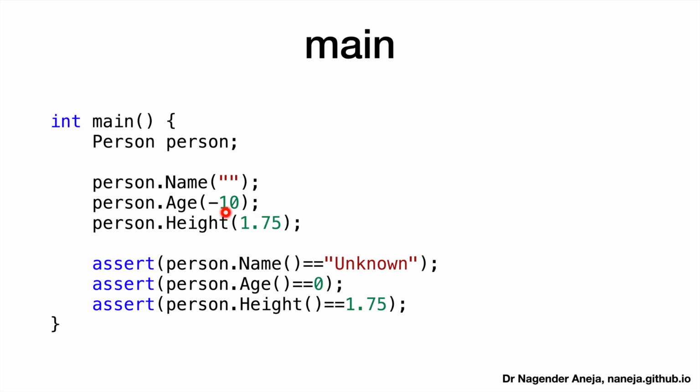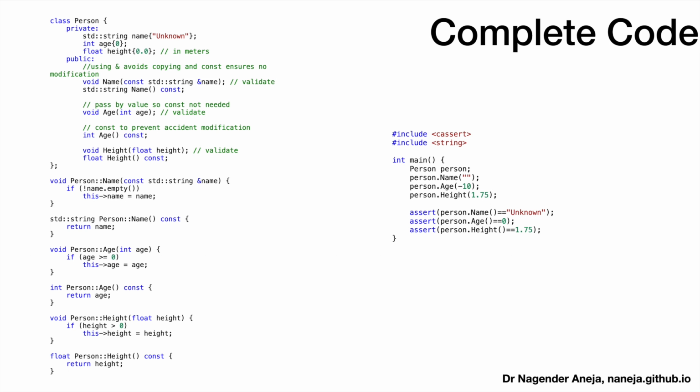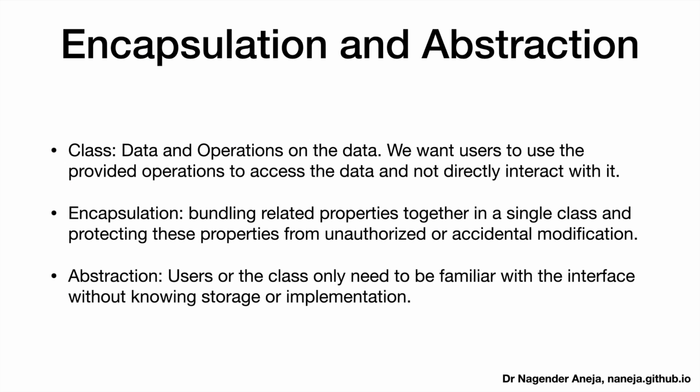Similarly, if we say -10 of age, this should also not be entering into our database. When we say 1.75, which is positive, this should be okay. So if we check here, after even executing this statement, we should get person.name must be unknown, even though we set -10 here. So age should return 0 actually. Or height should be not 0, but it should be 1.75 because that's the valid value. So this is the complete code. You can play around with this one.